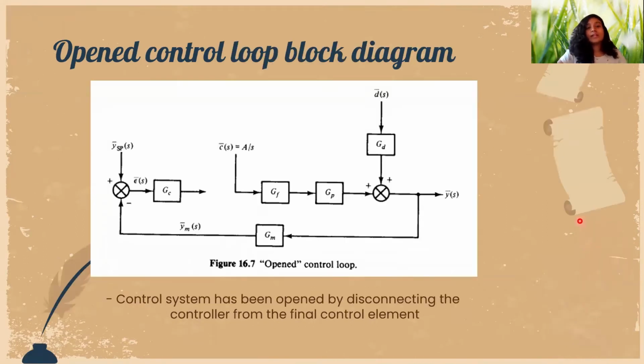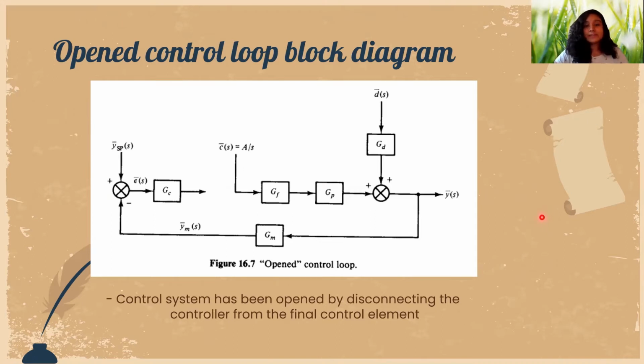Now, let's look at an open control loop block diagram. First of all, how can we identify it as an open control loop block diagram? The control system has been opened by disconnecting the controller from the final control element. So we can see here the final control element and the controller are disconnected. So this is considered to be an open control loop.